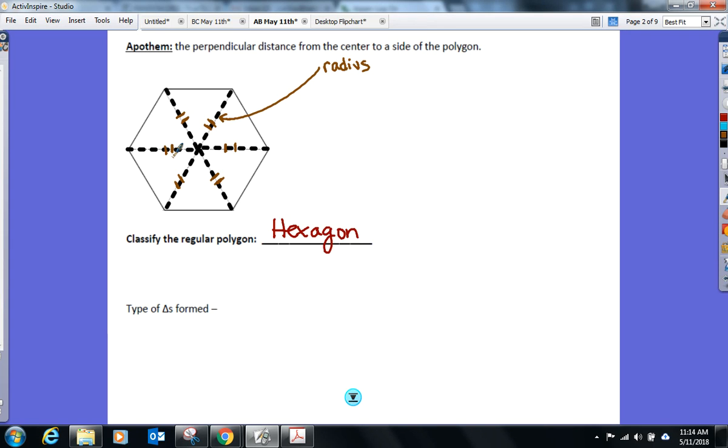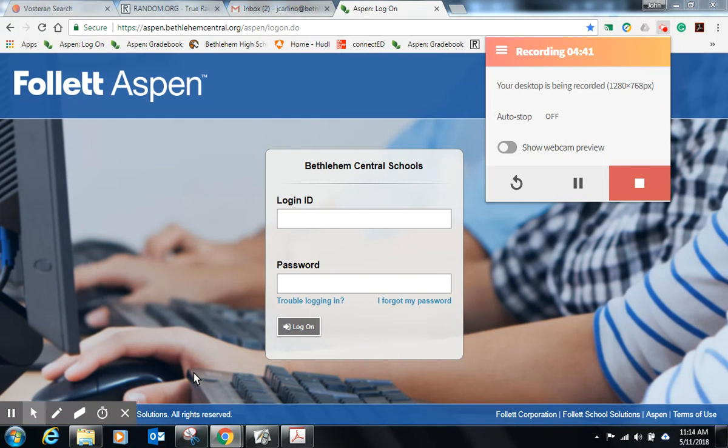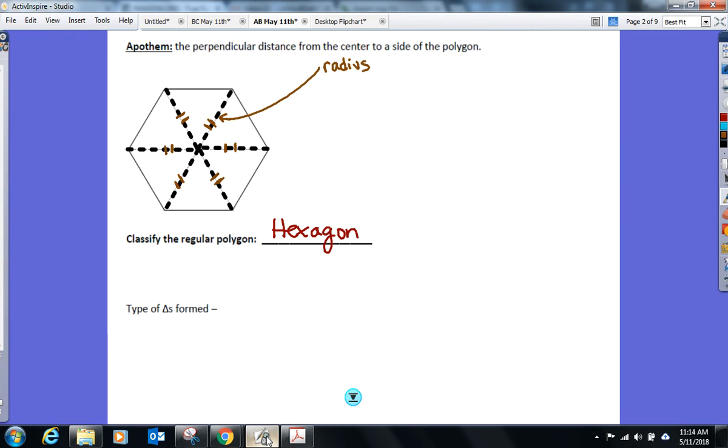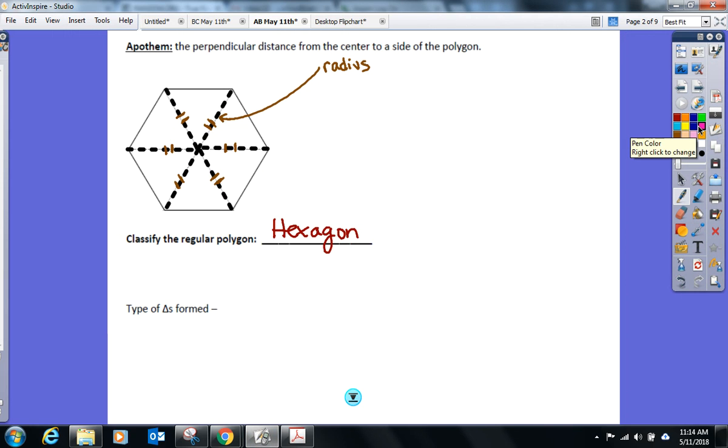Can you also help me with another thing in your group right now? Can anybody find what each of these angles inside right here are? All these triangles are congruent. Anybody help me find what each one of those angles are? Each one of those angles, 60 degrees, everyone, yep.